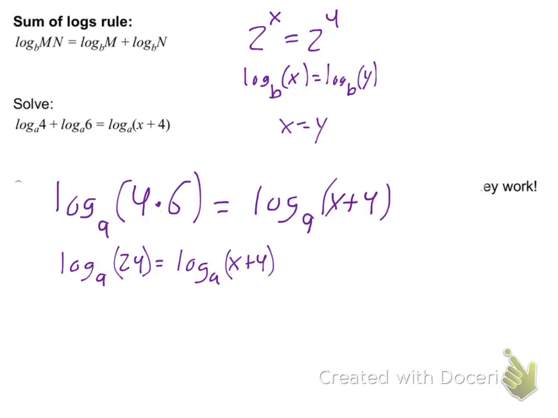Hey, the two logs are the exact same thing. So what does that tell us about the problem then? We can drop the logs or get rid of them and say 24 is equal to x plus 4. So how do you solve that? So x equals 20.